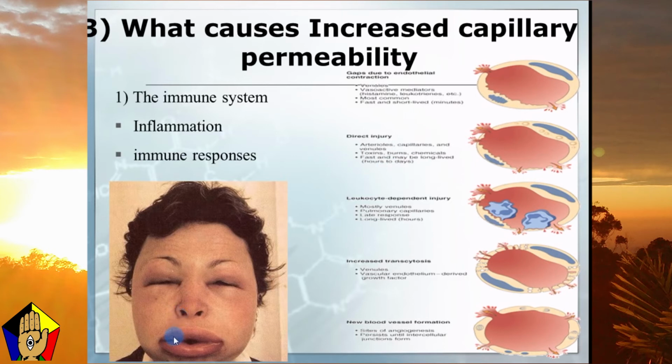So here's an example. This person with an allergy, histamine was released all over her face, wherever this allergen made contact. It let proteins go into the tissue, and now water chases after. It's just a normal immune response.